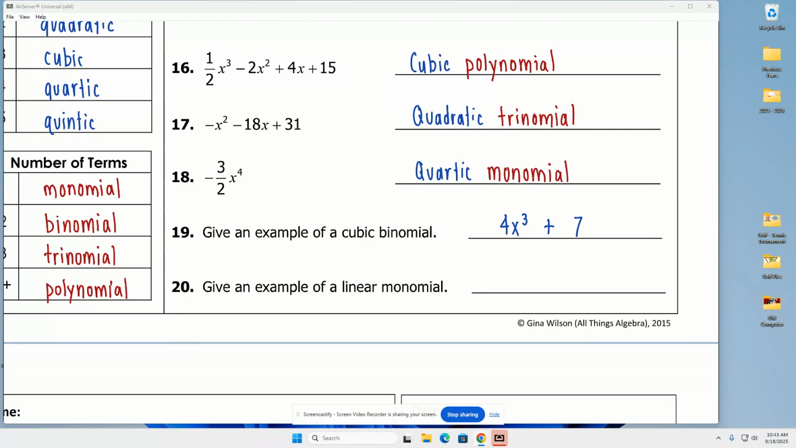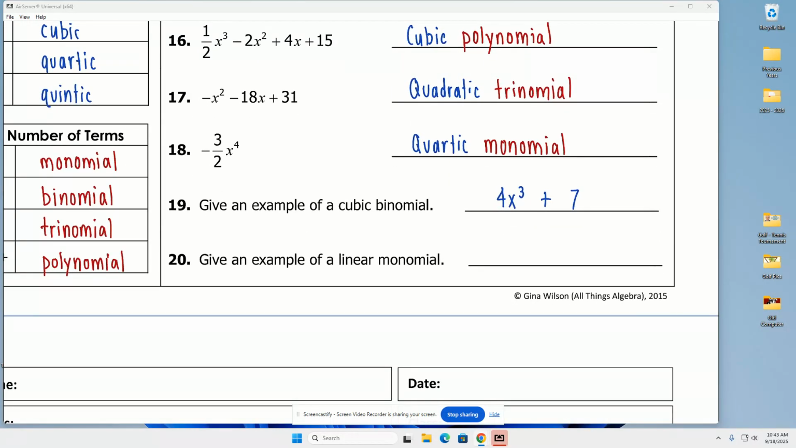How about a linear monomial? Well, linear tells me what, y'all? All I can have is what variable? X to the first. So somebody come up with a good x to the first. Negative 13x. How about that? That sounds funner. Negative 13x. What's the next word tell me? Monomial. Do I need another term? Nope, there's a linear monomial right there.